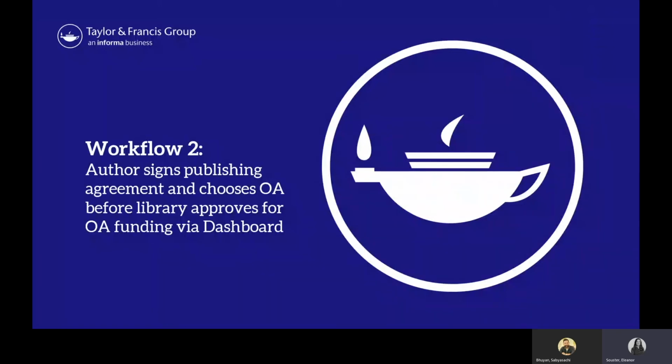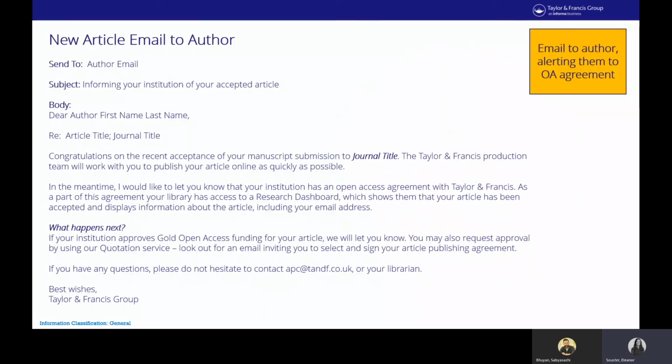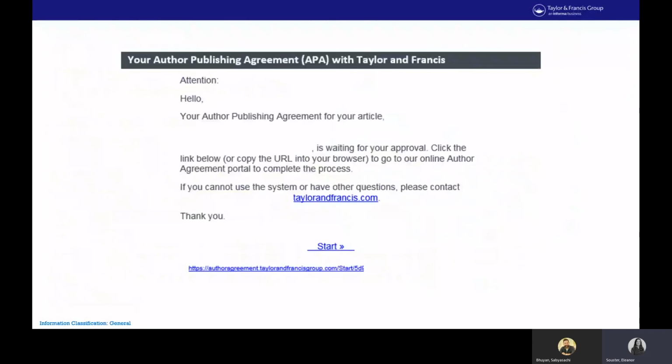In the second workflow here, this is when the author signs the publishing agreement and chooses open access before the library has approved for OA funding via the dashboard. So as I said, if there is a delay in approving, perhaps if it was the weekend, the author may get there first. And so this is the journey that they would see. So they'd receive the same email on acceptance, again, letting them know about the agreement in place and any of the next steps. And they would also be sent the same author publishing agreement at this point.